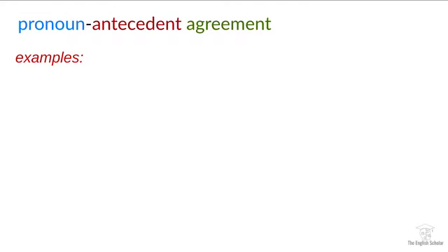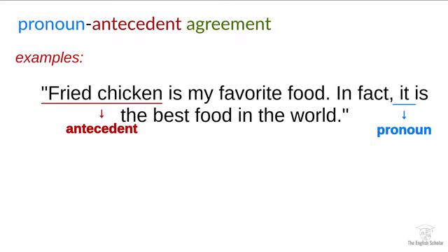Last example. Fried chicken is my favorite food. In fact, it is the best food in the world. These are two sentences. As I've mentioned earlier, substitution does not always happen in the same sentence. In the first sentence, no substitution happened, but surely there is in the second one. Look at this. Fried chicken is our subject. It is our antecedent of what pronoun? The pronoun it. Since fried chicken is neutral or genderless, we use the pronoun it. And it also acts as a subject in the second sentence.